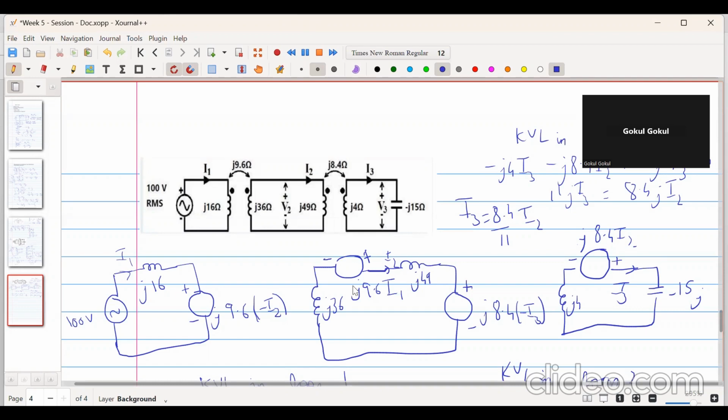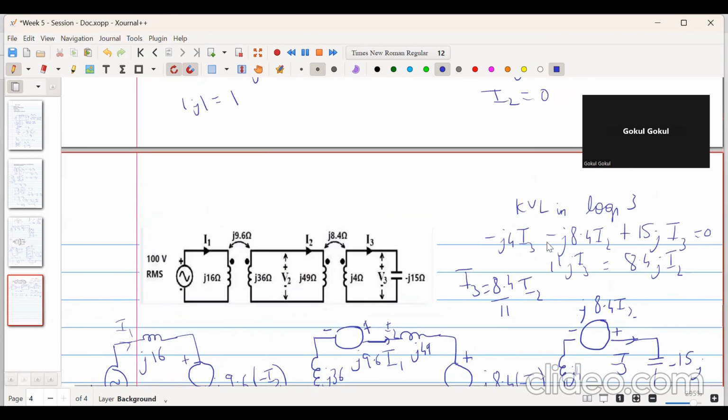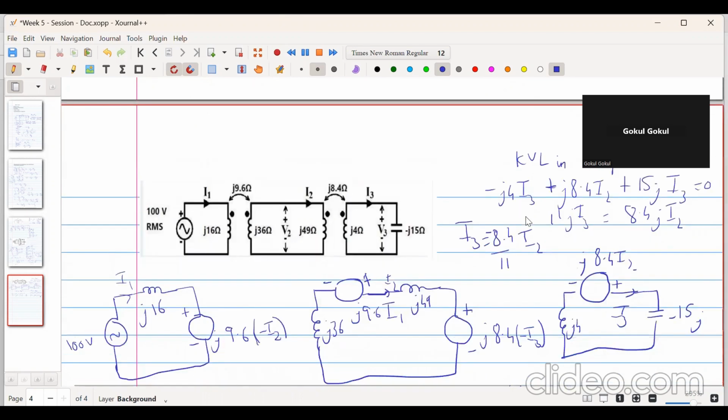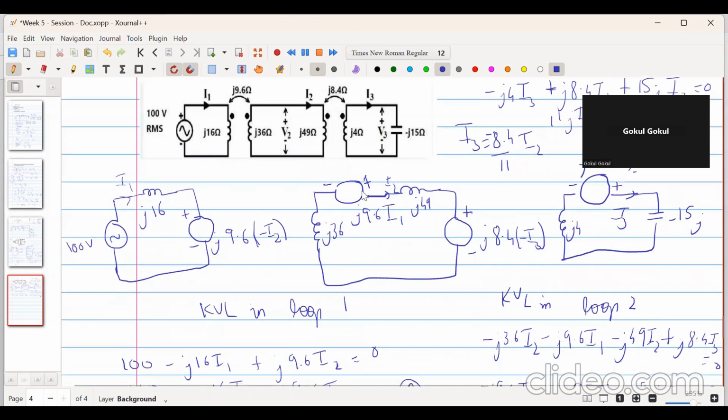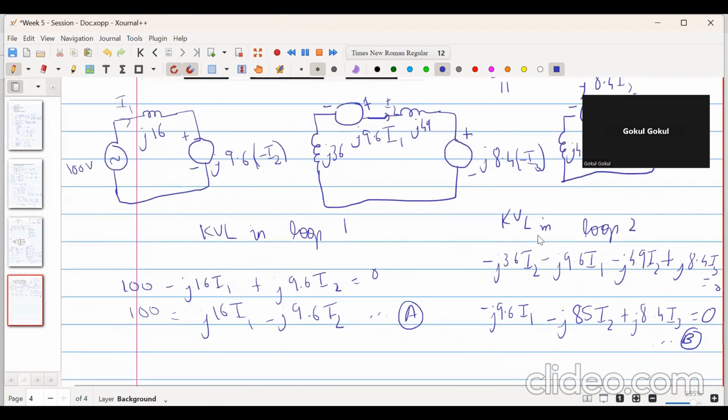Okay. So if we consider like that, then this will actually be a plus over here. When this is a plus, this will come to be minus 8.4 upon 11 I2. So I3 is equal to minus 8.4 upon 11 into I2. So similarly in this KVL also, this will actually be a plus J into 9.6 into I1. So that we must consider.